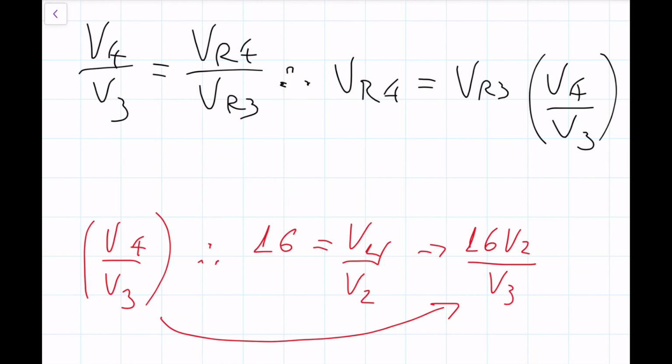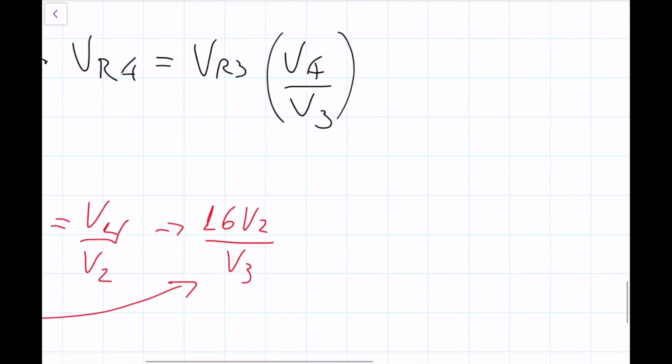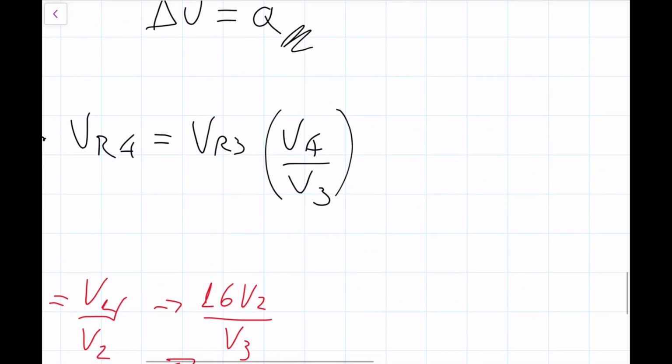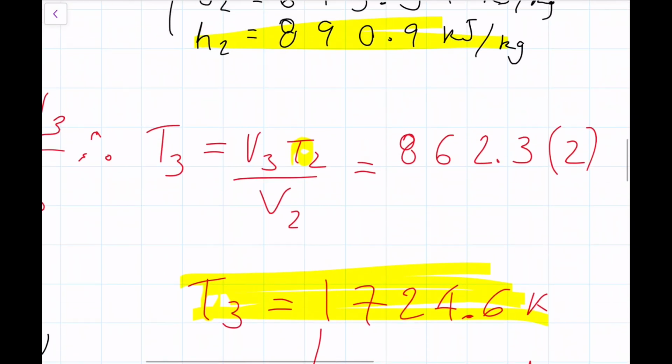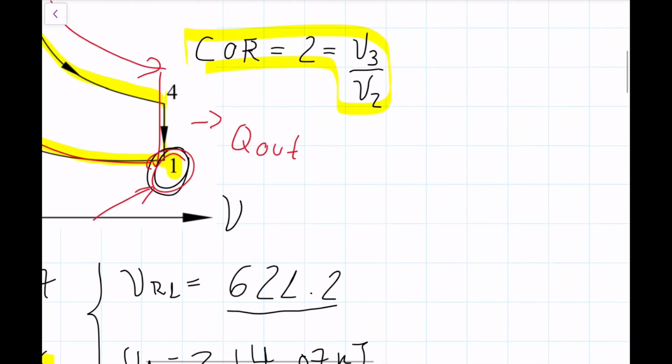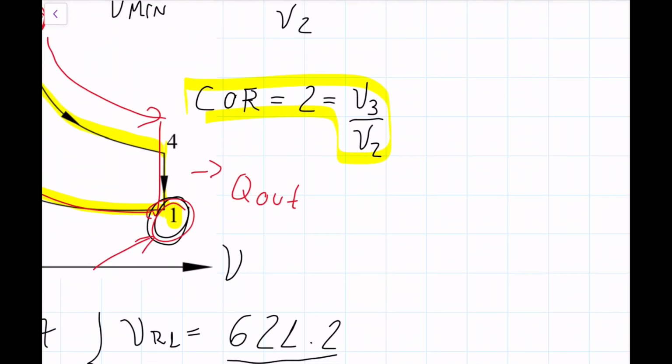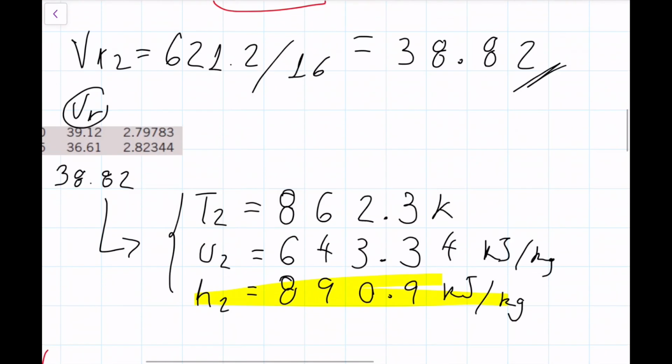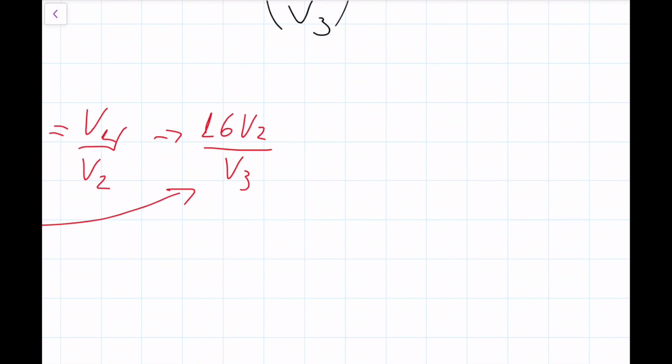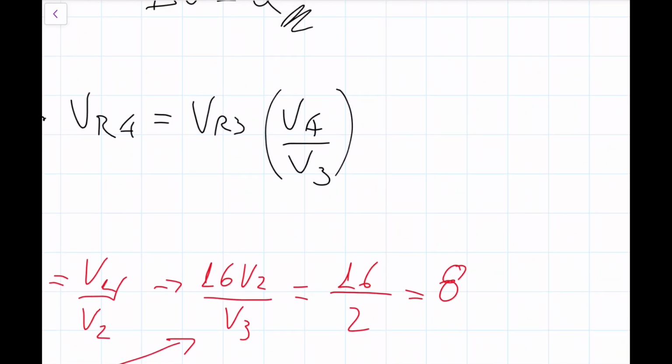And then because these guys are equivalent, and we know the ratio between 2 and 3, remember, the cutoff ratio, let's actually check it out. Make sure we remember what we're talking about. There you go. Cutoff ratio is V3 over V2, which equals 2, right? So if I have V2 over V3, that's 1 over 2. There you go. So that equals 16 over 2, which is 8. Right, so I can go ahead and plug in 8 where I have V4 over V3.